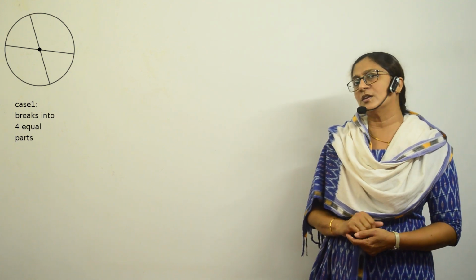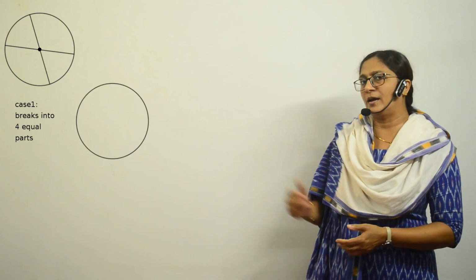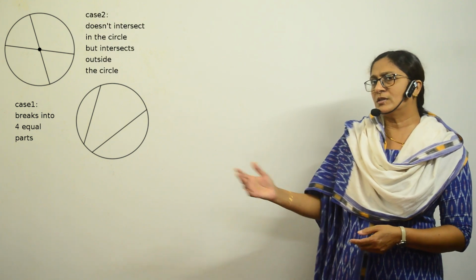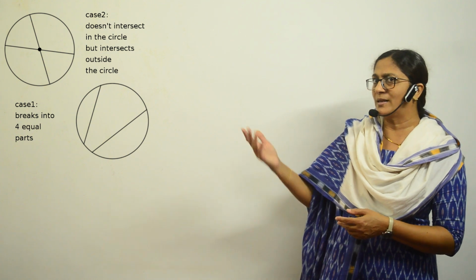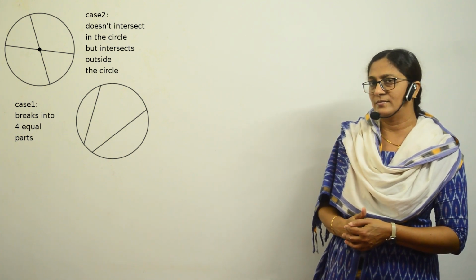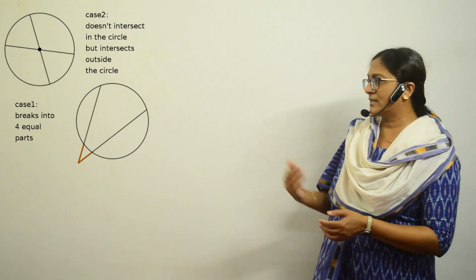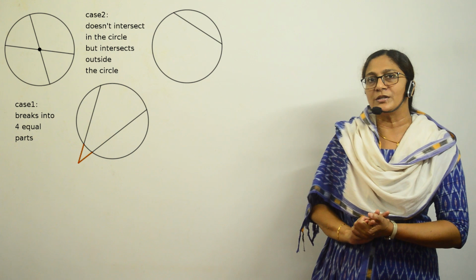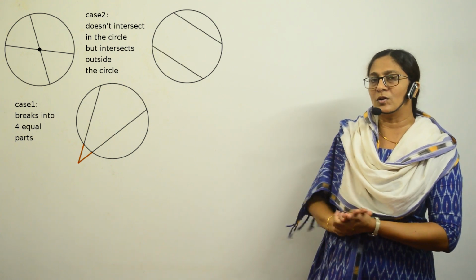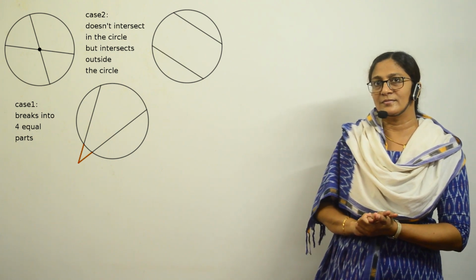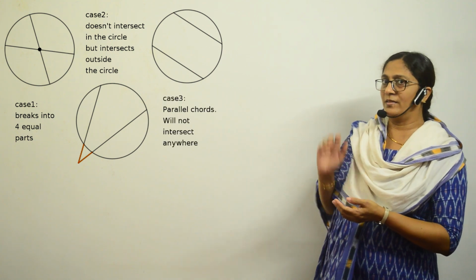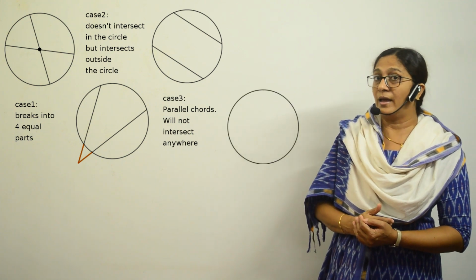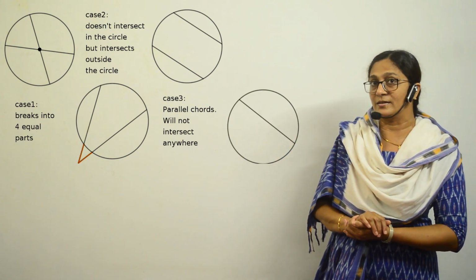Consider chords which are not diameters. Here I have 2 chords drawn inside the circle. They don't seem to meet, but probably they meet outside the circle. Look at the next case. These 2 chords never meet. They are parallel chords.